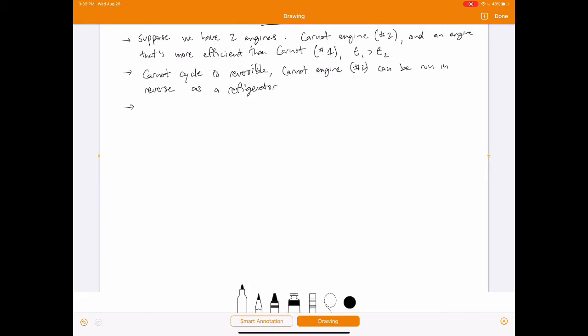Okay. So here's what we're going to do. We're going to have engine number 1. This is the one that's supposedly better than Carnot. We'll power number 2 run in reverse as a refrigerator.